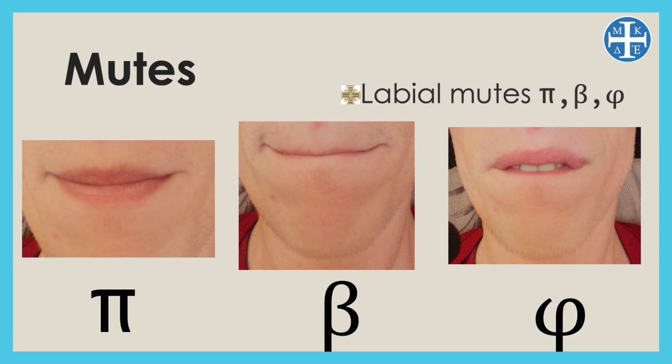So the first one is pi, like the English P. The second, beta, is like the English B. And the third, phi, is a bit like the F sound we get when combining P and H in the English language, such as in the word phone, which comes to us directly from Greek, the word for sound. These letters are all said at the front of the mouth using the lips.